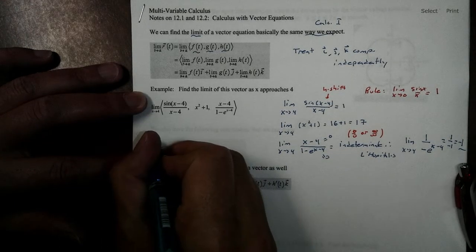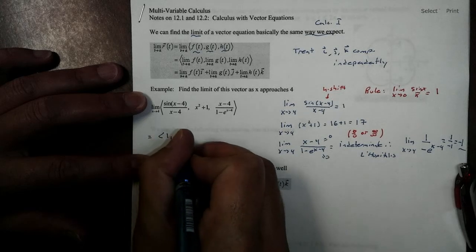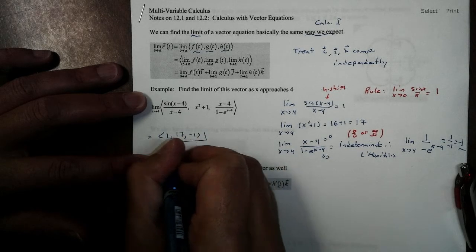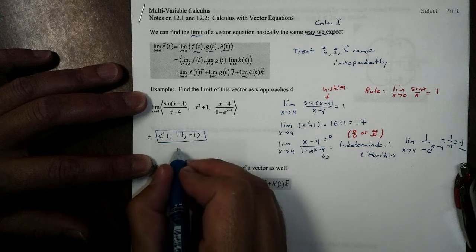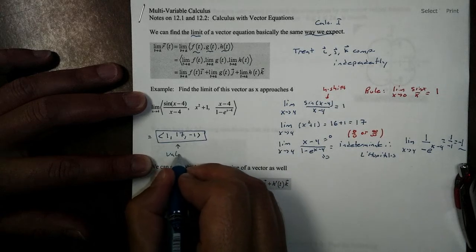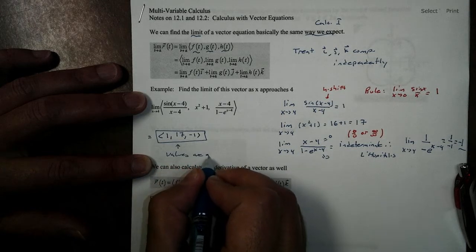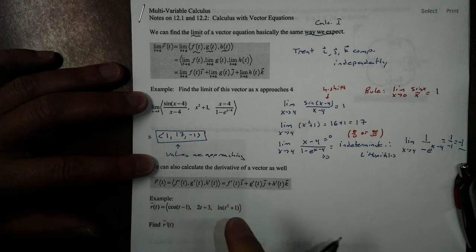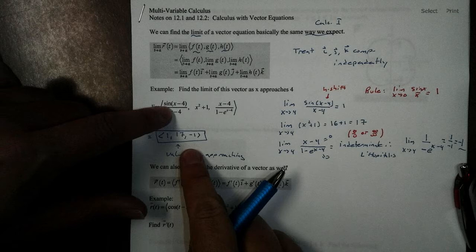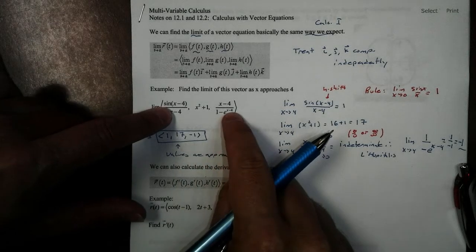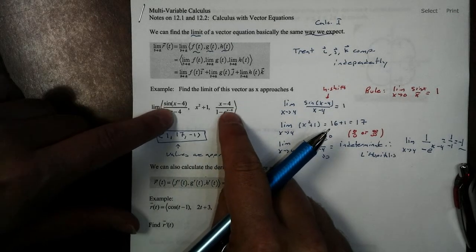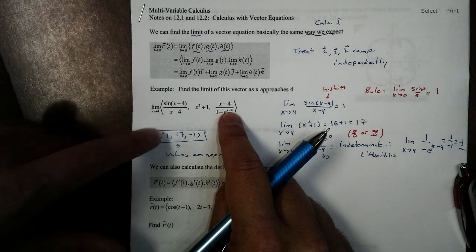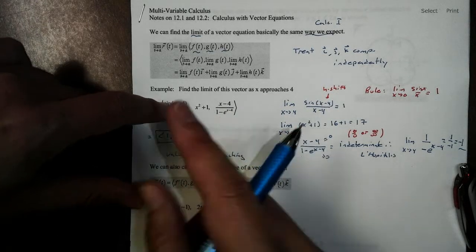So our answer then is just going to be 1, 17, negative 1. And remember, this is what the values are approaching. That's what a limit was. It's not what the value was, it's what the value is approaching. Because we really can't approach 1 or negative 1 because those two are undefined at 4. So it's what we're approaching. So this might be a hole or something there.